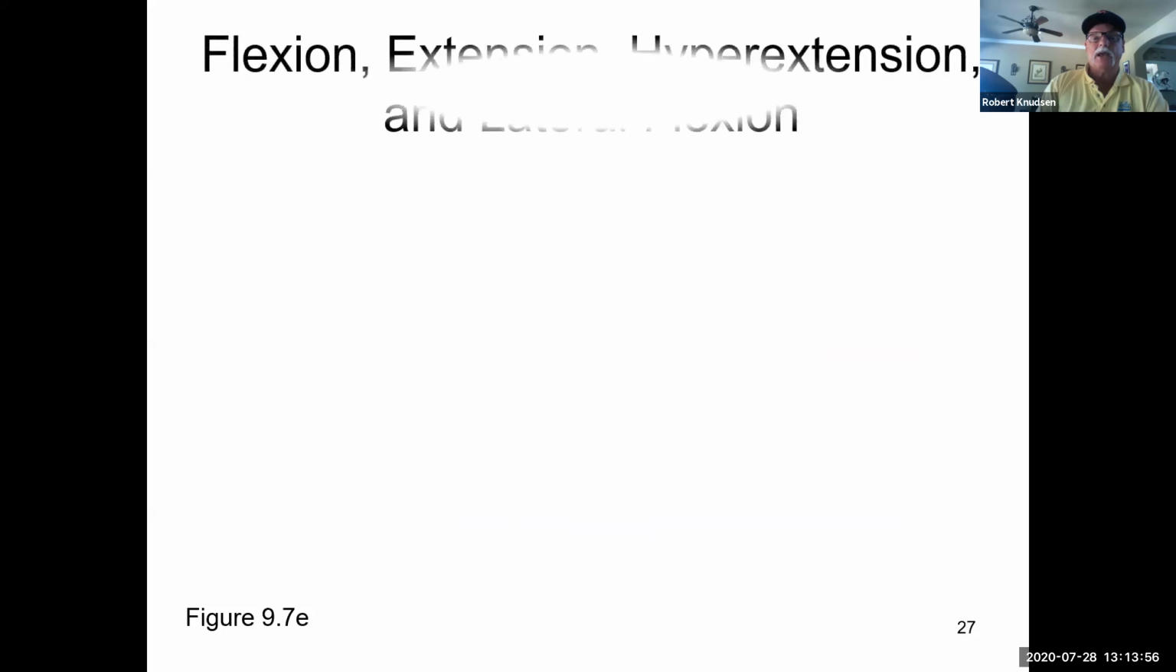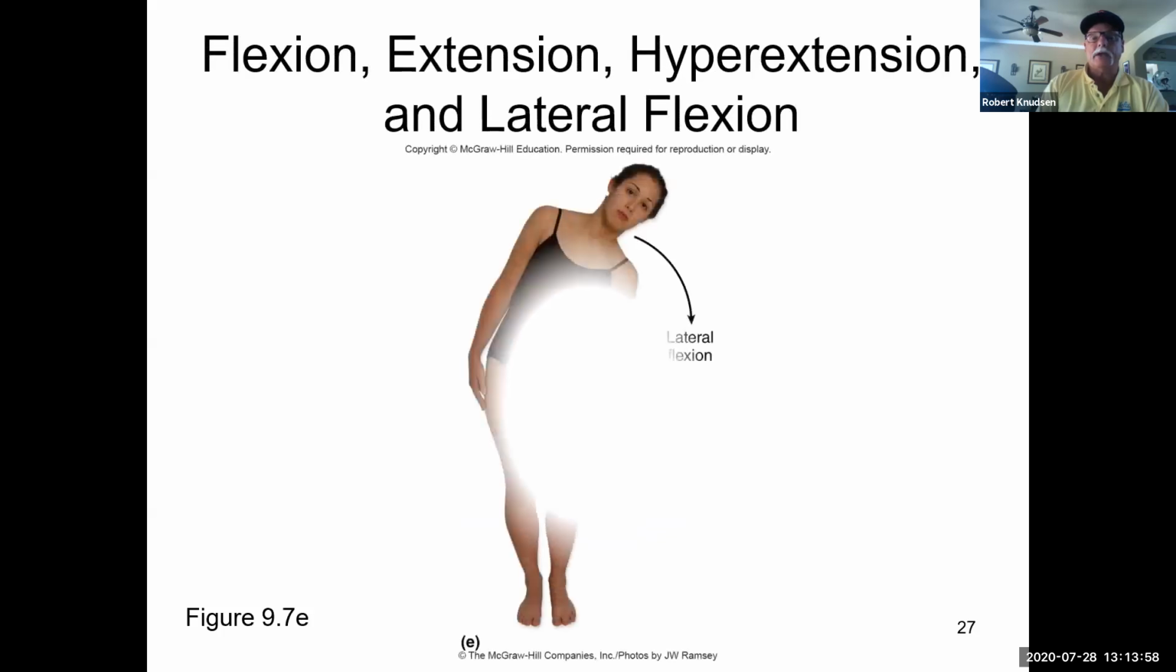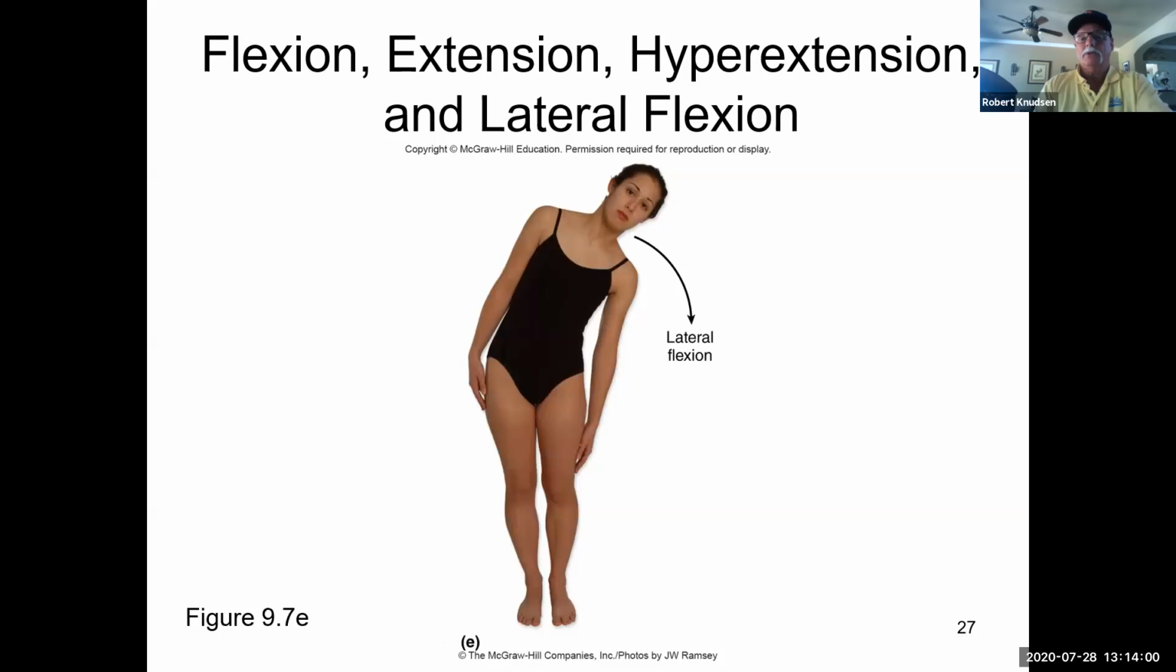Extension, flexion, hyperextension, lateral flexion. There's Bubba's sister. Remember, she's bending at the waist. She's bending at the waist. That's the lateral flexion right there.